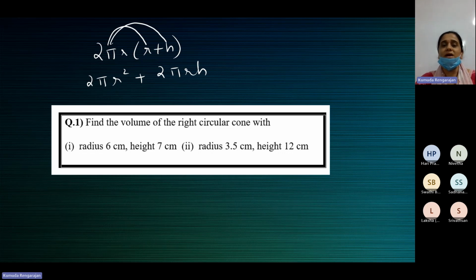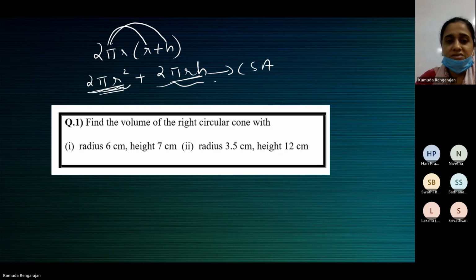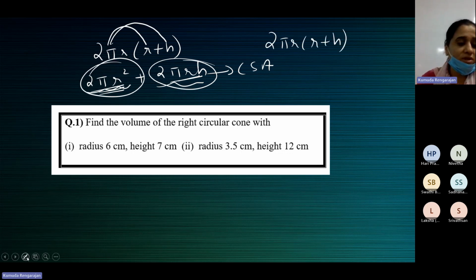2 pi r square plus 2 pi rh, correct? So what is 2 pi rh? It's the CSA of the cylinder. And what is 2 pi r square? Pi r square plus pi r square. This is the area of two circles. Pi r square is the area of one circle. 2 pi r square is the area of two circles. So this is the formula to find the CSA and the area of the two circles, which is the total surface area of a cylinder. 2 pi r into r plus h is the formula to find the total surface area of a cylinder.